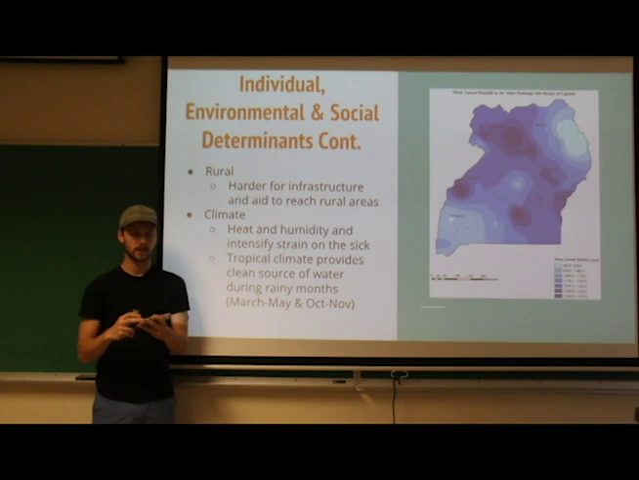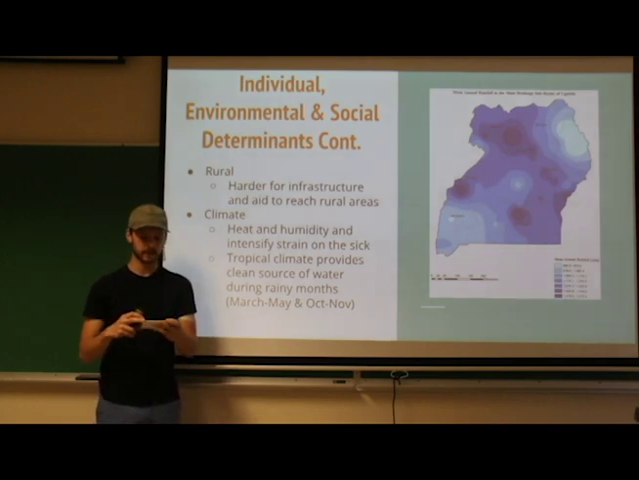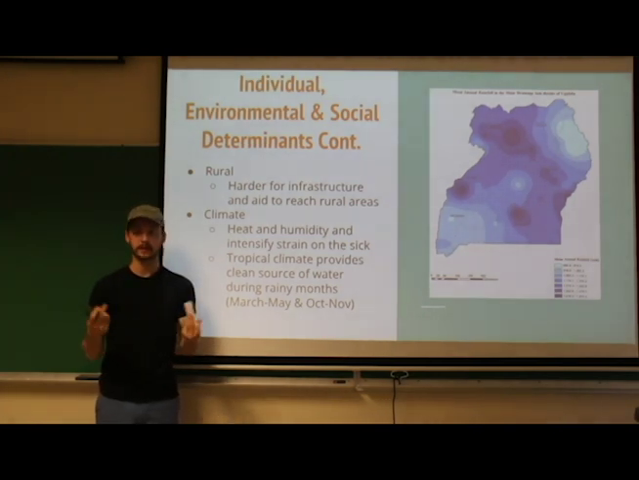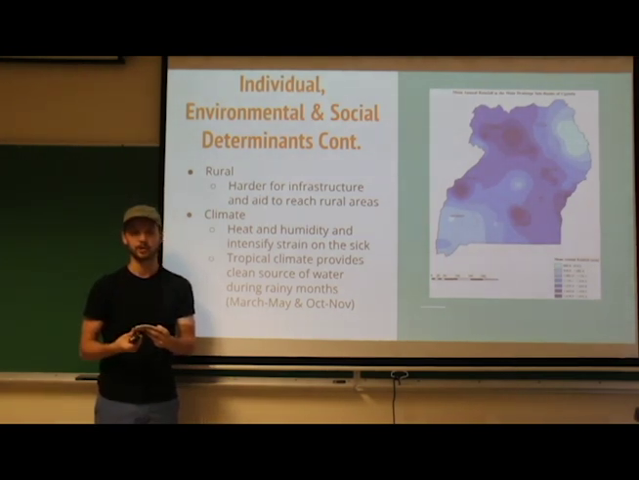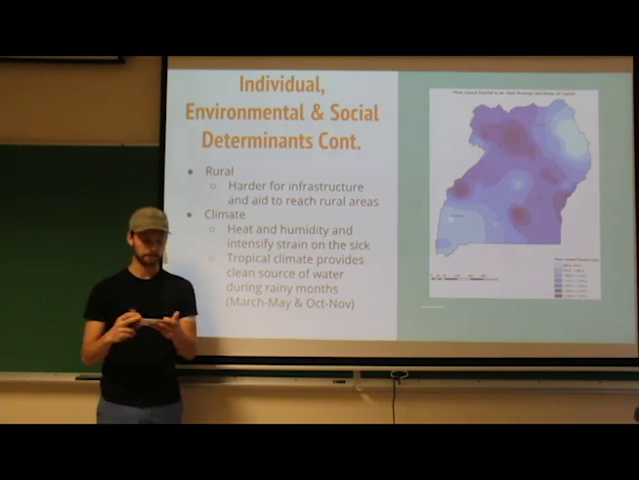Like I mentioned, rural inhabitants are more vulnerable because it's harder for infrastructure and aid to reach them. Most often this is due to simple things like roads aren't as built and they aren't as secure, and sometimes they're washed out.